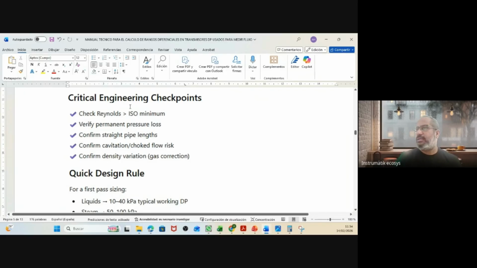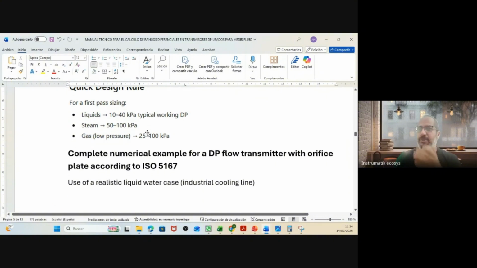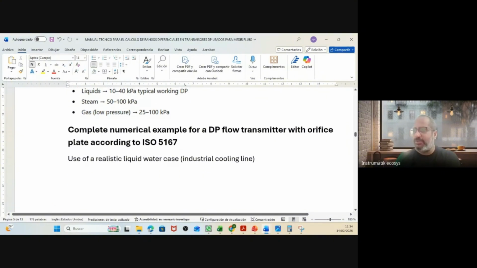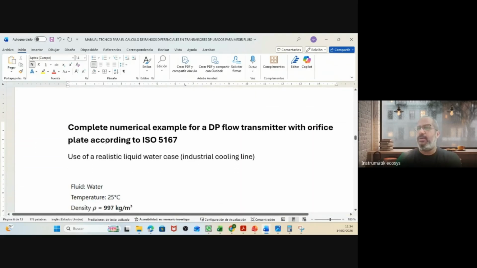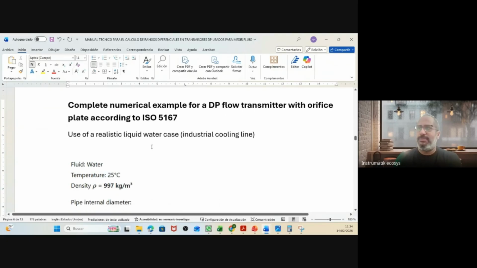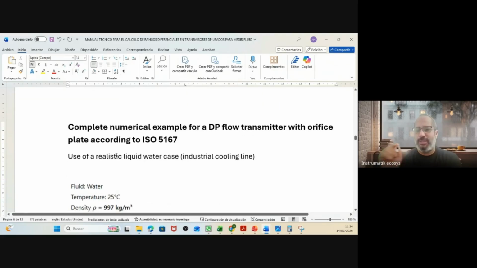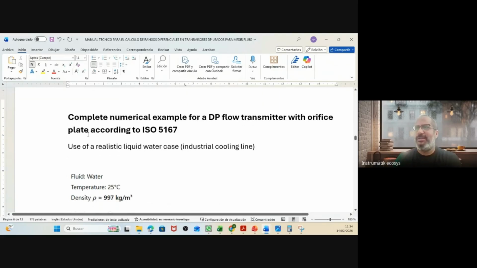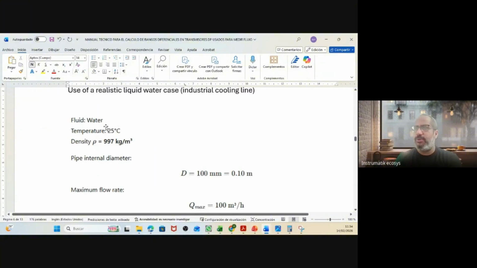these are critical engineering checkpoints, quick design rules. So let's go to the examples for you to see it, and then we can go to the calculation template that I'm going to share with you. I hope you can use it completely and get to the point, to find what you're looking for. This is an example that I wanted to show you just for practical understanding.